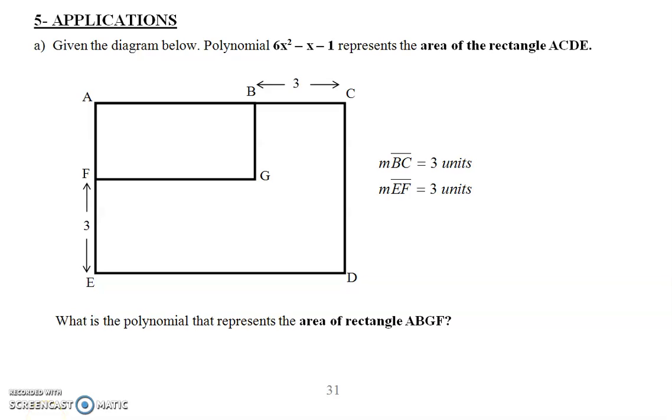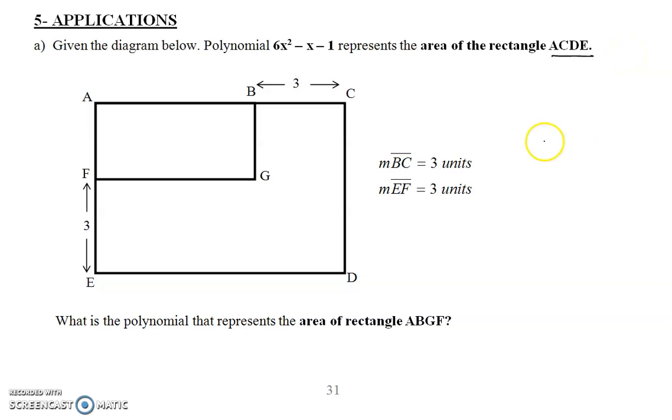Hello. Today we're looking at an application question for factoring. So it involved rectangles, and let's see how it works. The question number 5a says, given the diagram below, polynomial 6x squared minus x minus 1 represents the area of the rectangle ACDE. Now that is basically the total rectangle in the picture.